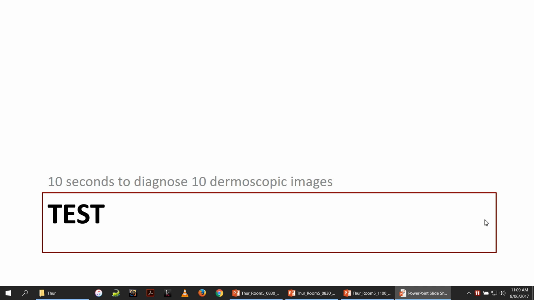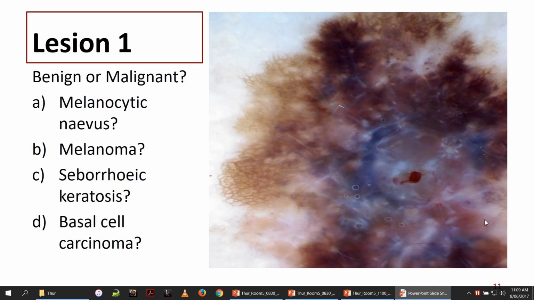I'm giving you 10 seconds only, and we have a machine that tells us how many seconds are going by. I'd like you to diagnose the lesions. You are given the same 4 choices for all of them. Is it A, melanocytic nevus, B, melanoma, C, seborrheic keratosis, or D, basal cell carcinoma? Starting from now.